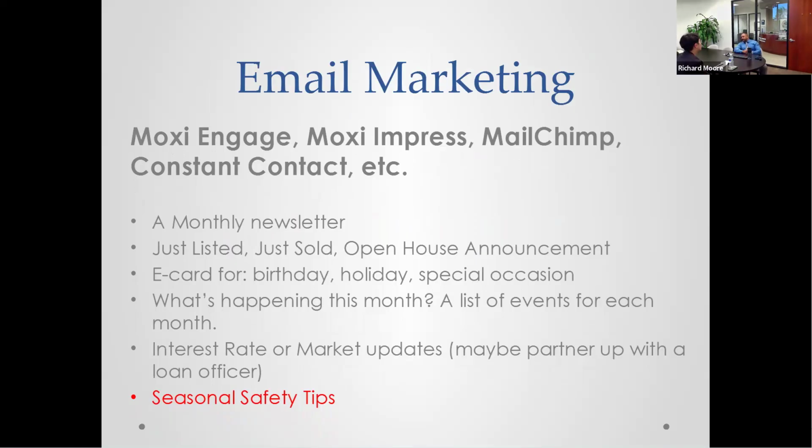You can send out, Cinco de Mayo just passed, happy Cinco de Mayo, or happy 4th of July coming up, whatever it is, right? Maybe a list of events of what's going on next month or this month. Interest rates, market updates, things like that. These are things you can email to them using Moxie Engage, Moxie Impress, MailChimp, Constant Contact.